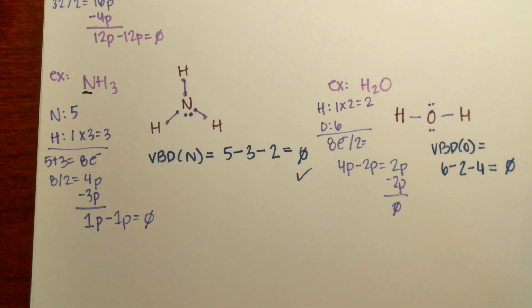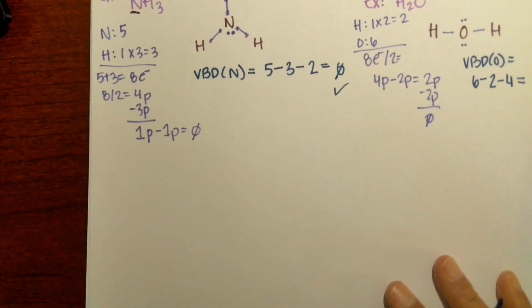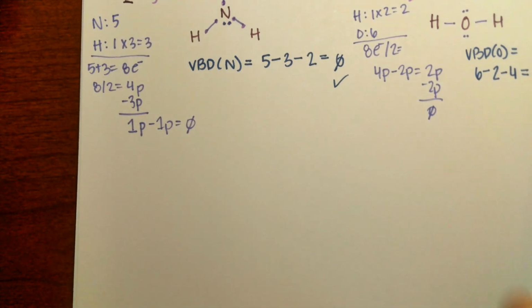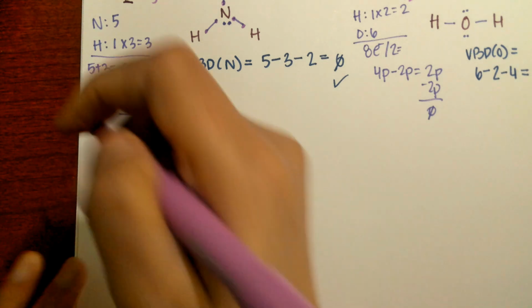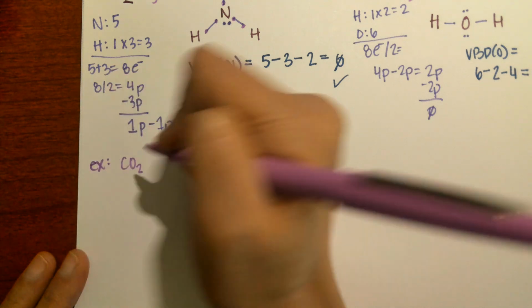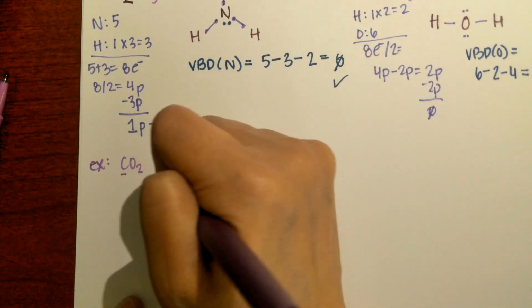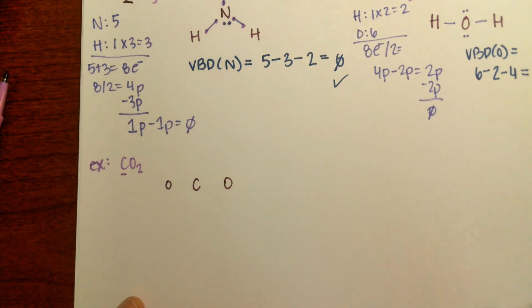All right, awesome. So I'm going to move on and give you an example of when VBD is not happy and then what to do after that when the central atom has not passed the happiness check. CO2, carbon dioxide. So again, carbon, always in the center. And then the 2 oxygens on the outside.